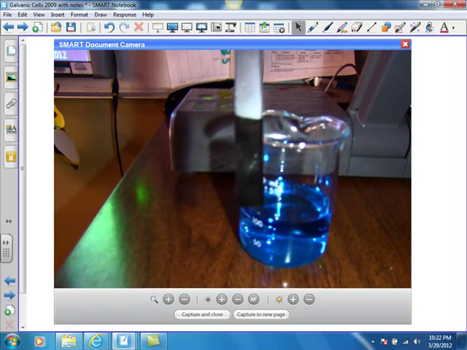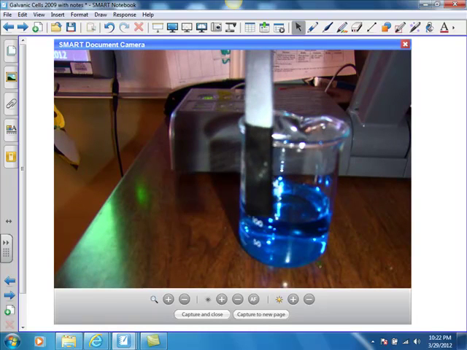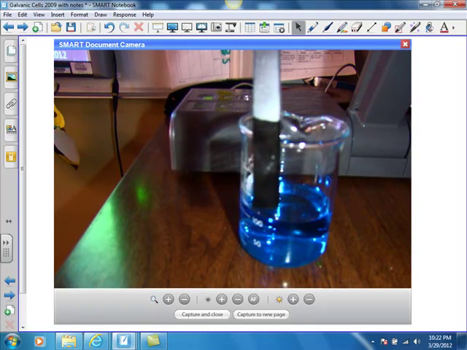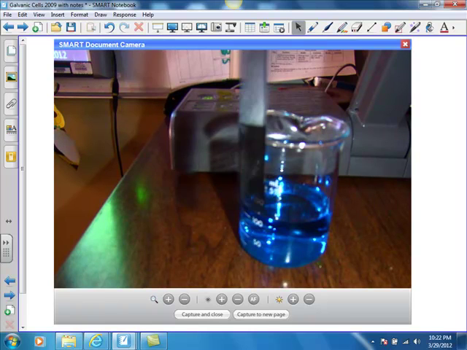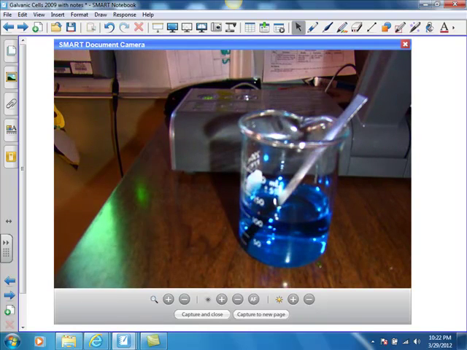But see that dark path on our patch? There's a pretty good view of it. That's the copper that's been deposited onto the zinc metal. And the longer I leave it in there, the more that's going to happen.